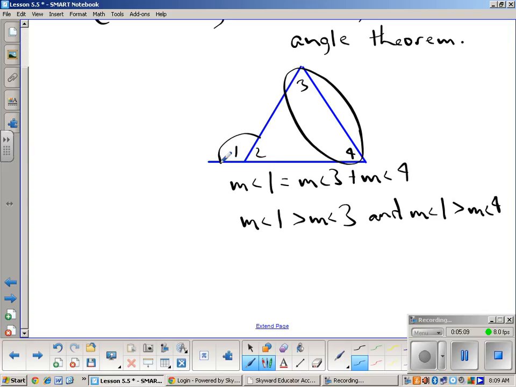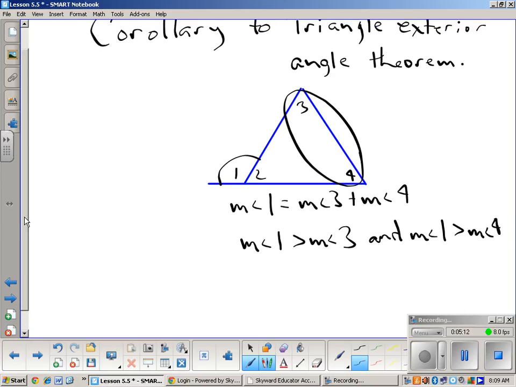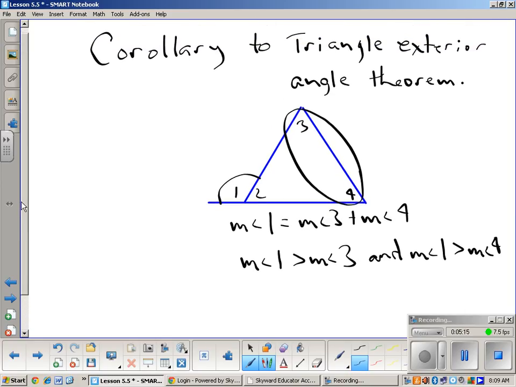Okay? So that's a corollary. Remember what a corollary is? Anybody at all remember what a corollary is? It's a statement that follows a theorem and adds more information about it. Now, we had our theorem, the triangle exterior angle theorem, a long time ago, so this corollary took a while to surface, but it does go along with that theorem.